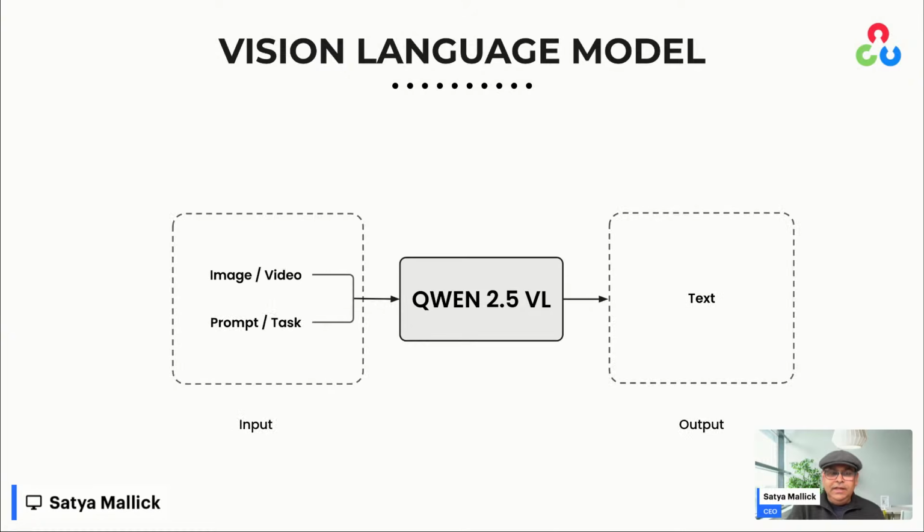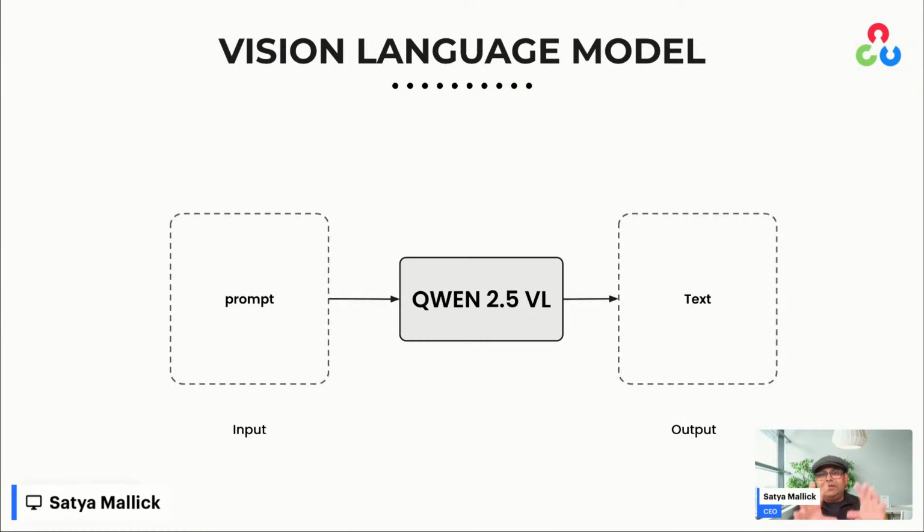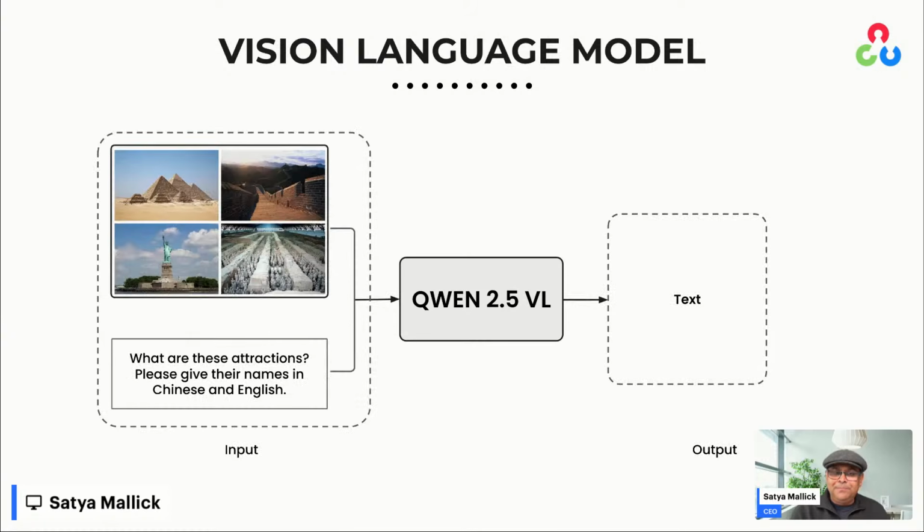Now, even though in this diagram I say we can have image and text, usually everything is encoded in a prompt. So the prompt encodes the image, the text, the video, whatever you want to give it, and then we have the vision language model in between, and the output is text. We'll show you the exact syntax of how it is done using Jupyter Notebooks. But let's first look at the capability. What is this vision language model capable of?